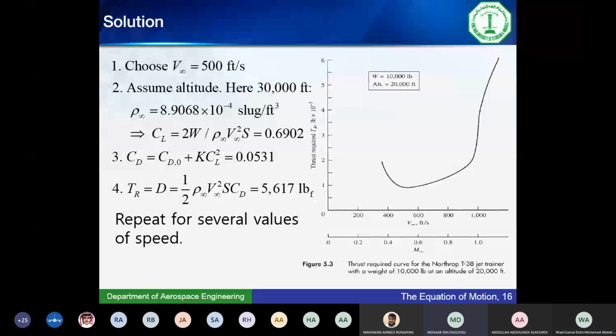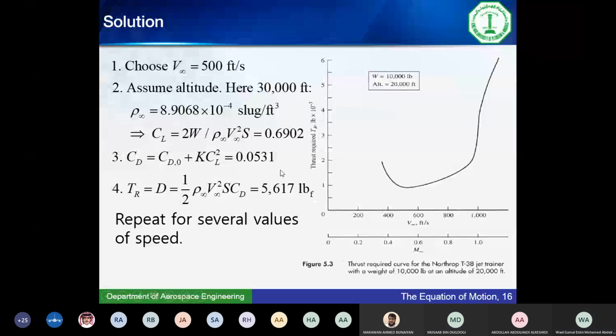Why doesn't the answer we get match the curve here? Because it's different. I told you it's a different example. You see on the curve, I intentionally picked a different altitude so you can try it for yourself. Here it's for 20,000 feet. Okay, here it is for 30,000 feet. So they don't match. Okay, does this answer your question?